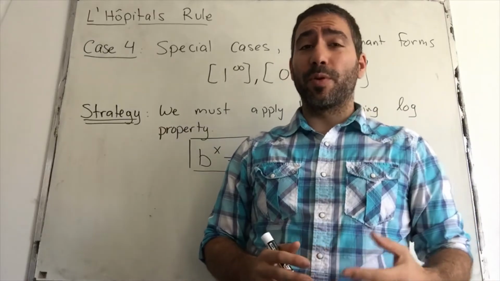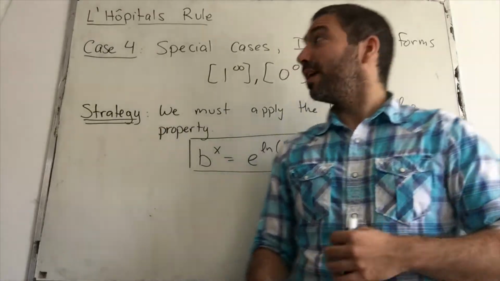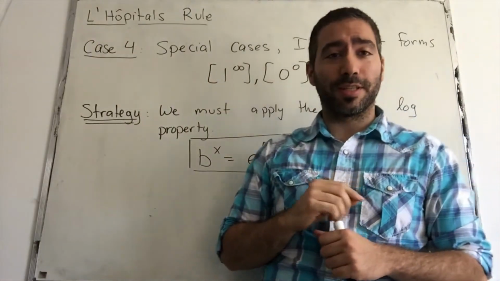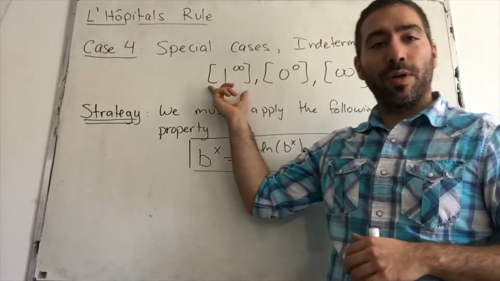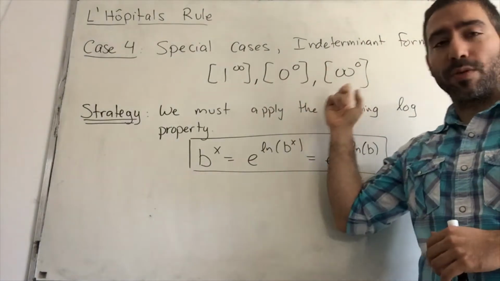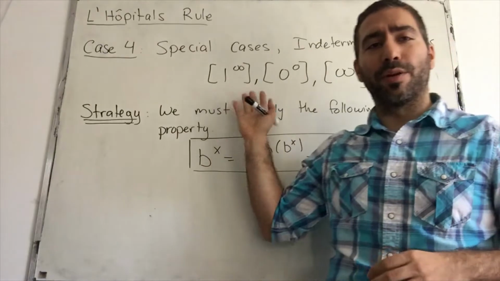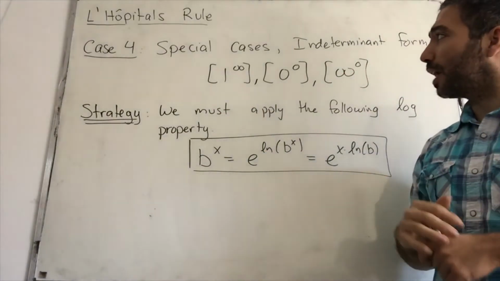Hello everyone, welcome to my fourth video on L'Hopital's rule, and here we're going to look at case 4 indeterminate forms. These are indeterminate forms which we call special cases. So they are the form 1 to the infinity, 0 to the 0, or infinity to the 0. There are other forms that resemble these ones, but these are the main three that we're going to be using in this video. And let's take a look at the strategy.